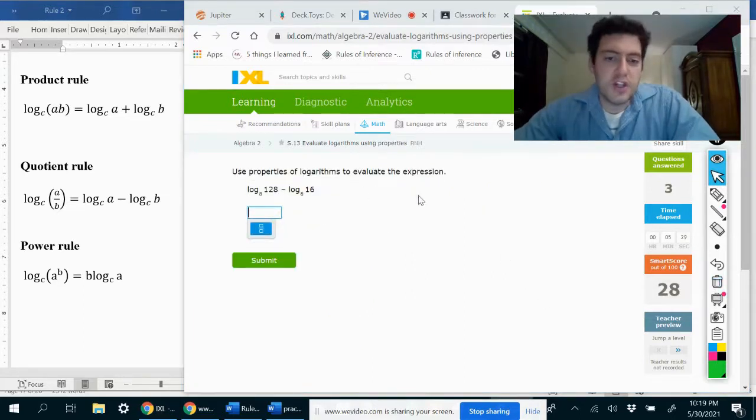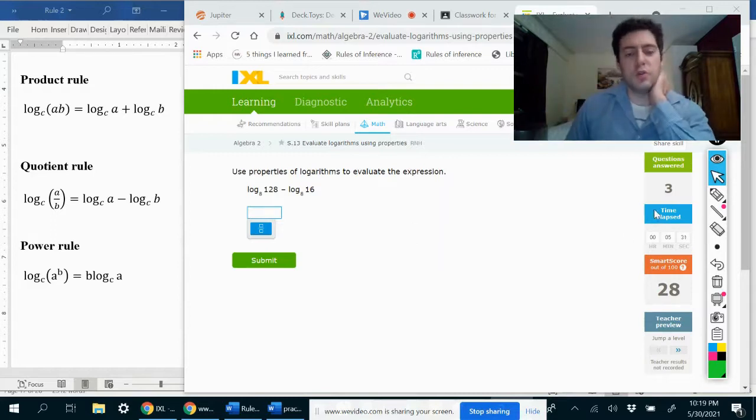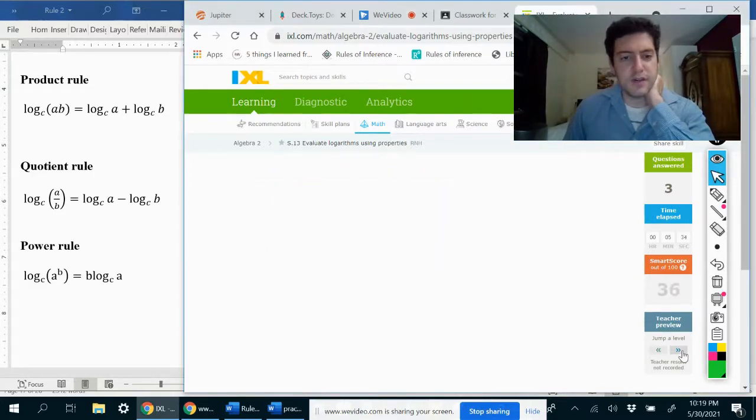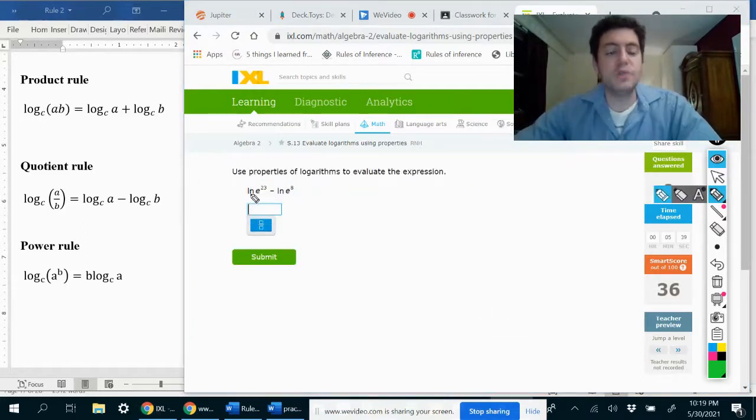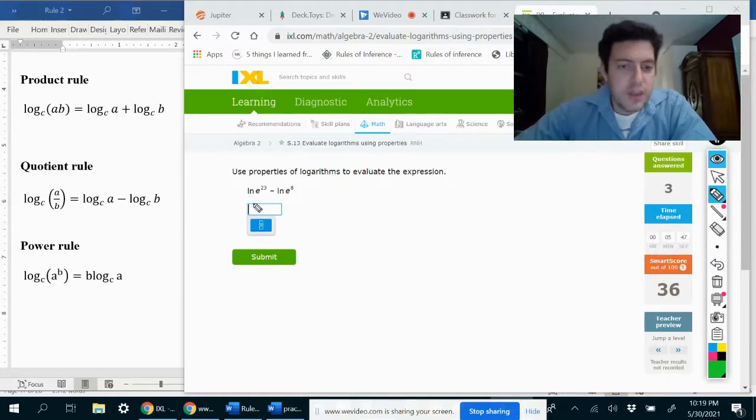All right, subtraction again. We're going to use the quotient rule. You know what? Let's skip ahead and see if we can get a different kind of a problem here. Okay, so now we see ln, which means we're taking the natural log. So remember, even though the base is not written, whenever we're taking the natural log, the base is e. So this is the log base e of e to the 23rd minus the log base e of e to the 8th. Since we see subtraction here, we will be using the quotient rule.